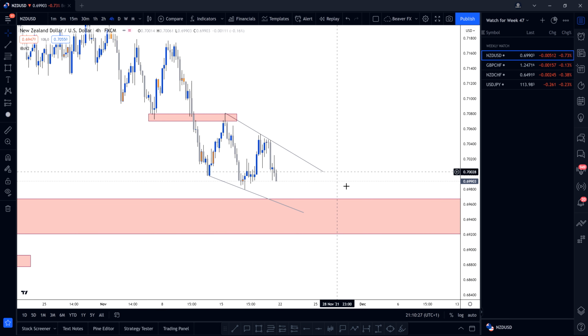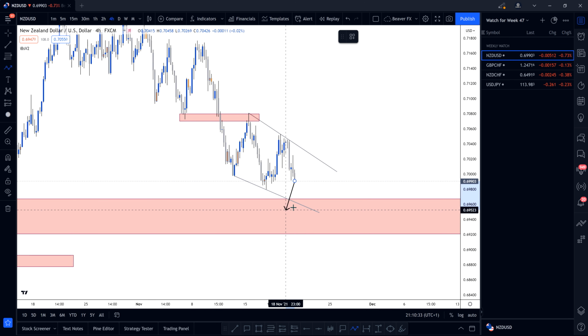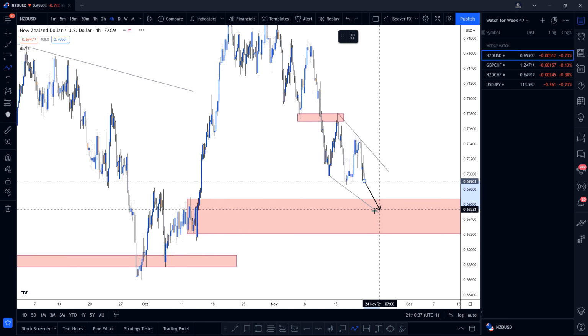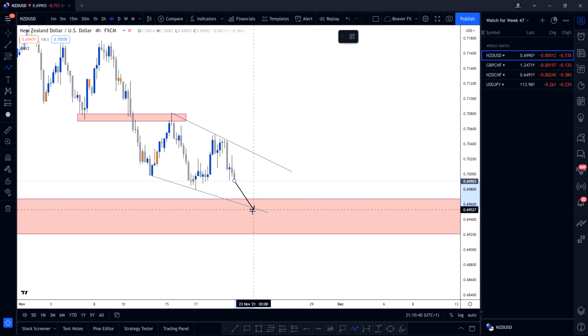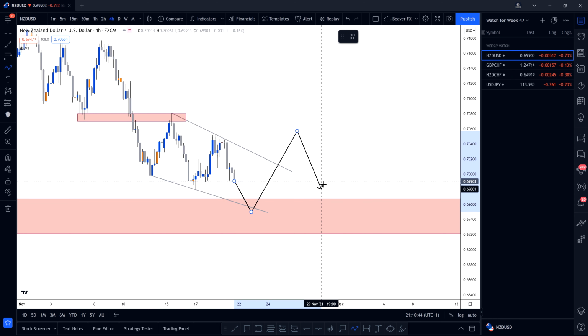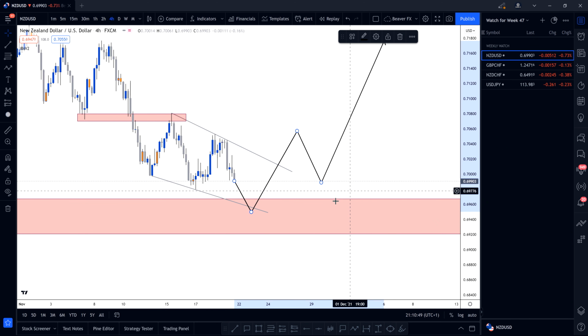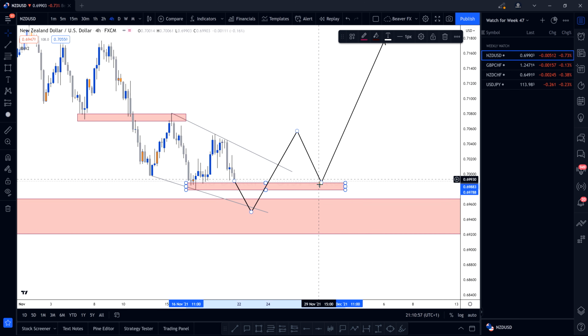Now you can see this descending channel here. What I'll probably be expecting is this: I was expecting to get into this zone, the demand zone on the daily time frame. Once it gets into this demand zone, I'll probably expect a break of this previous high, then a return back to this zone here before we can actually take the buy trade. At this point here, we have the previous support also being tested.